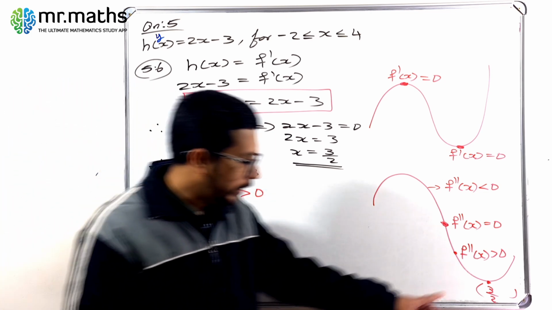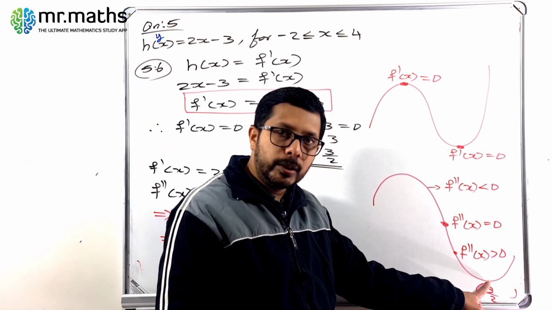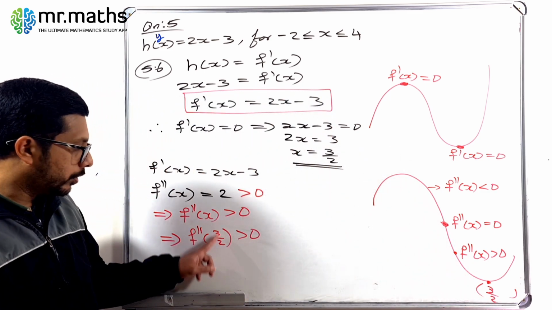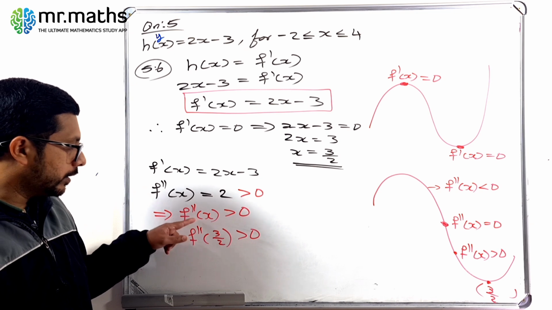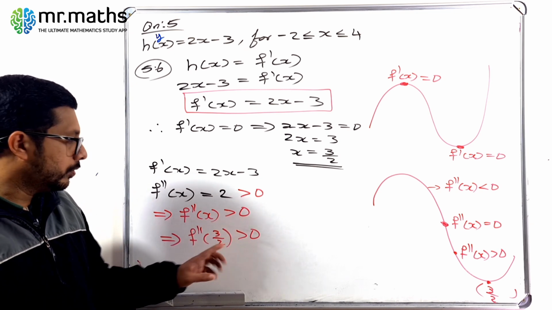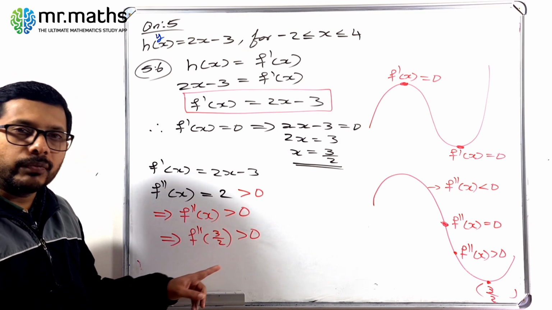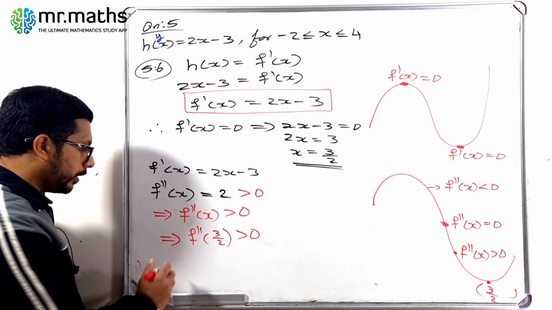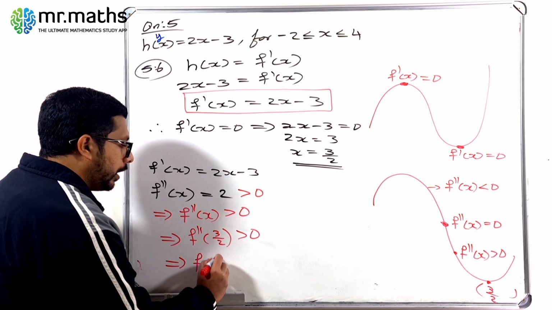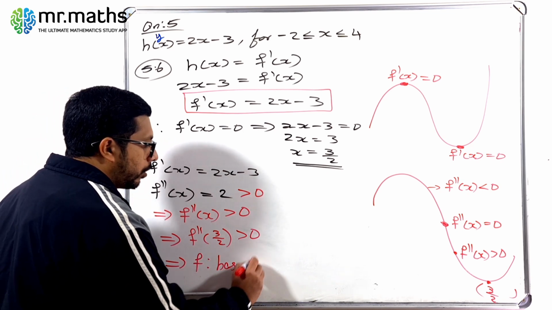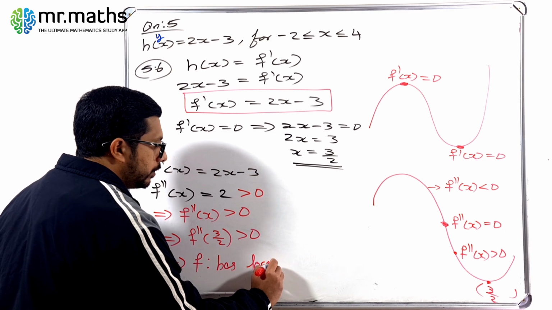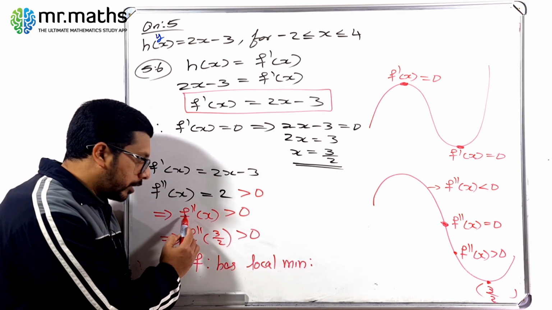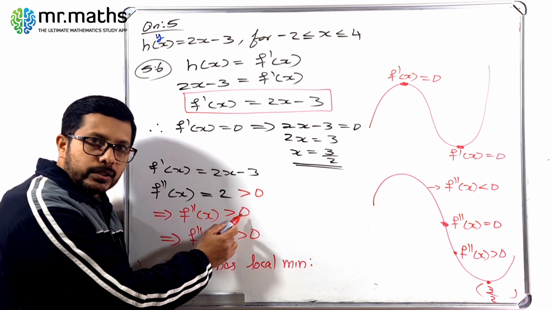So at this turning point, what is the x value? 3 over 2. That is the meaning of f double dash of 3 over 2, and we know that the second derivative is greater than 0. So the second derivative at the turning point is greater than 0. What is the meaning of that? It implies that f has a local minimum.